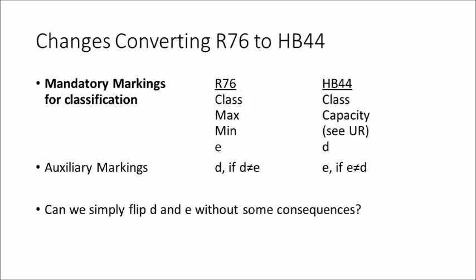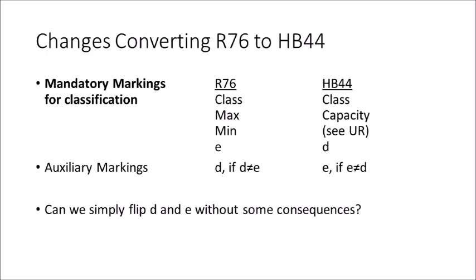So I begin by looking at the mandatory markings for classification. In R76 we see that the class, the maximum and minimum capacity, and the verification scale division E are all mandatory markings. There's an auxiliary marking of D if D is different than E.